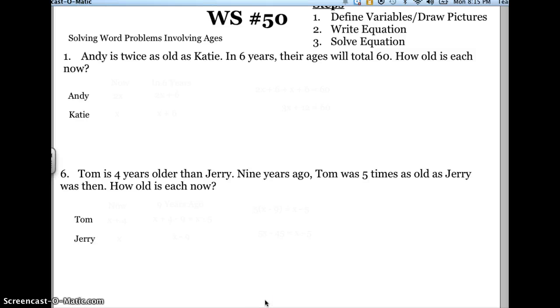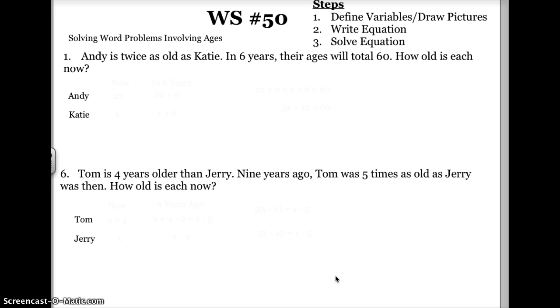Okay, Oak Rovers, this is going to be a video to help you with worksheet number 50. In worksheet number 50, you're going to be solving word problems that involve ages. Now, just like before, there's a series of steps that you're going to do for these problems. The first step is define the variables and draw pictures. The second step is to write the equation. And then the third step is to solve the equation.